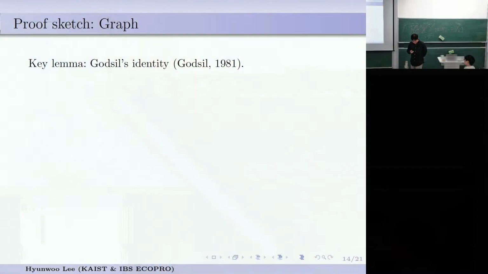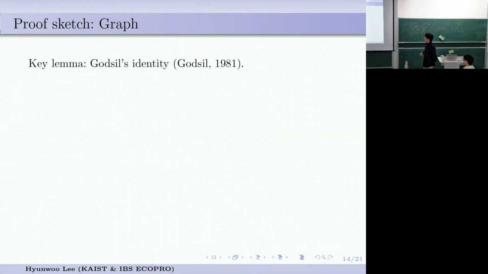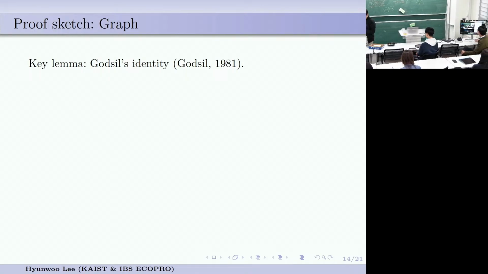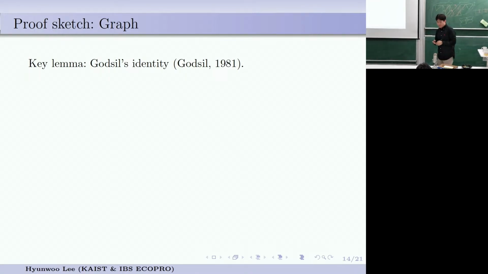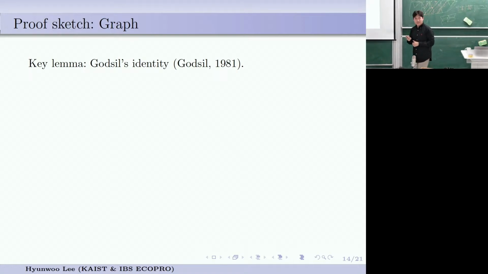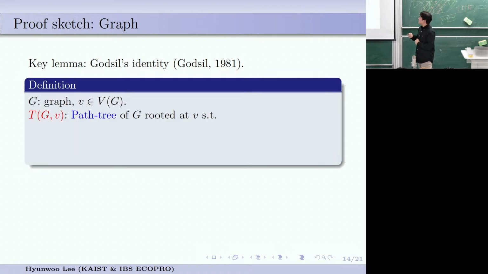Now let's go to the actual proof. I'm going to give a proof sketch for the graph case, because our proof is the hypergraph generalization of Godsil's proof. The key lemma of Godsil's proof uses Godsil's identity, which appeared in the same paper in 1981.